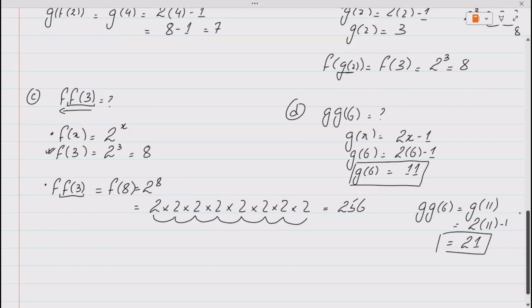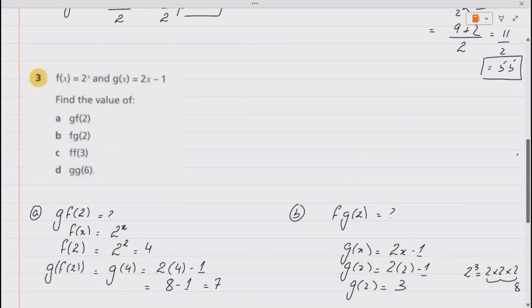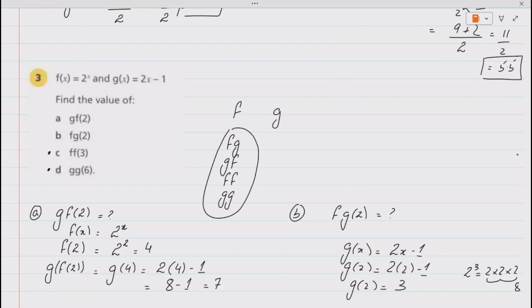So the only thing here which is different from the previous question is that in a question you may have to apply f more than once, right? From f and g we can make four composite functions: fg, gf, ff, gg. So four composite functions we can make from two functions. Okay, so this question is complete.